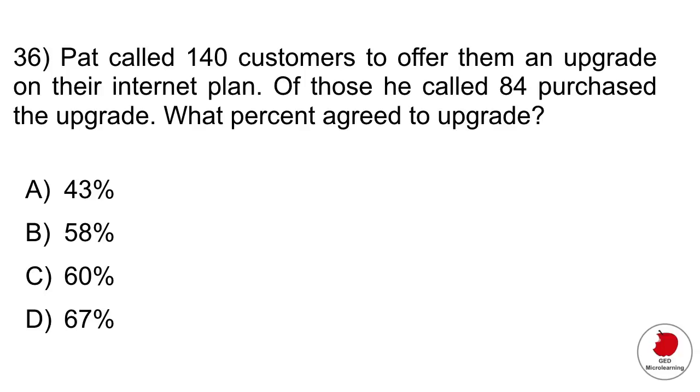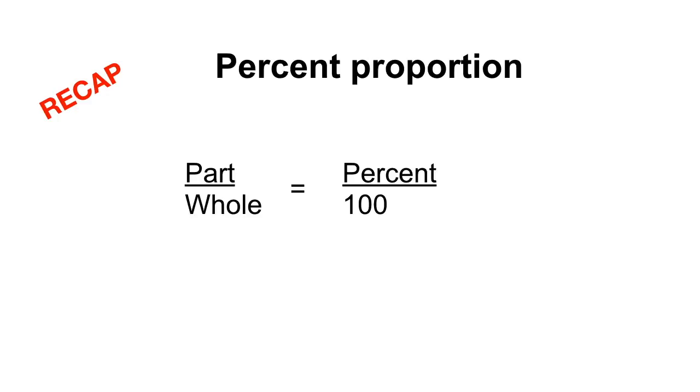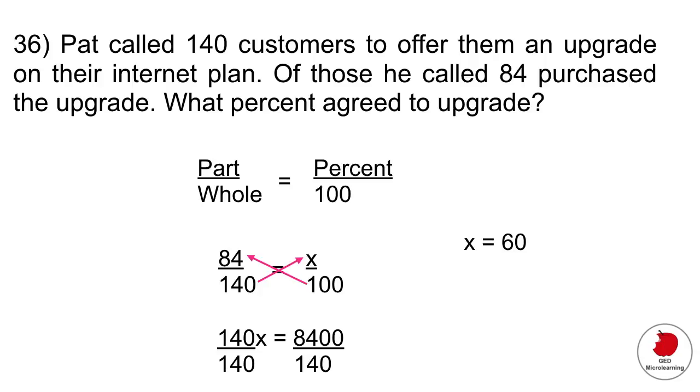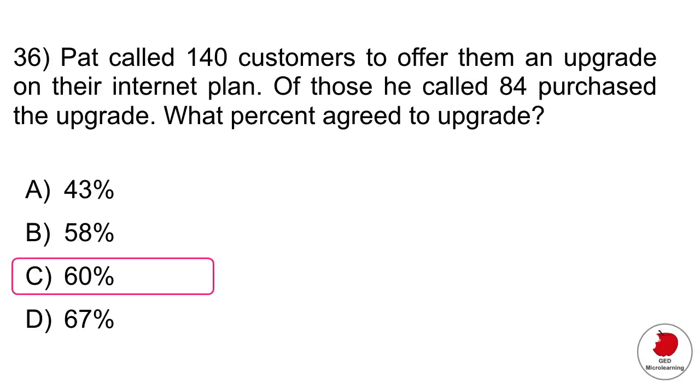Okay, so in these sort of questions, you want to use this percent proportion formula that we've discussed in previous questions today. All right, where the part divided by the whole is equal to the percent divided by 100. So if we go ahead and plug our numbers into here, what they're asking us is the percent, which would be the x. So you go ahead and multiply across, as we've done before. You should end up with this. In order to isolate that x, divide both sides by 140. So x is equal to 60. Excuse me, 60%, which is option C.